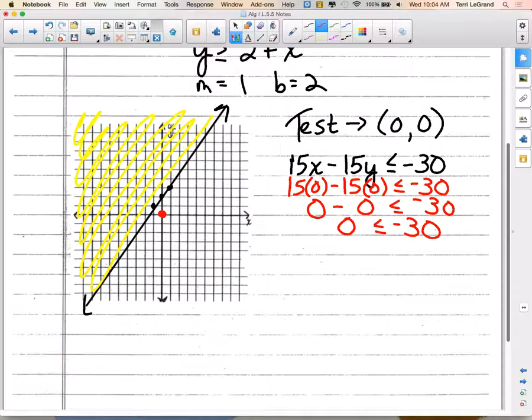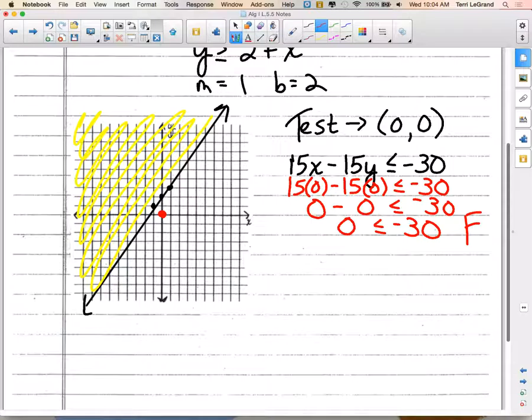Is 0 less than or equal to negative 30? No, it's greater than, isn't it? So, do we want it to be in the shaded region then if it tests false? No. Is it in our shaded region? No. If this would have tested true, should you have gone back and done something to figure out where your mistake is? Yep. This is why you only have 4 problems for homework.